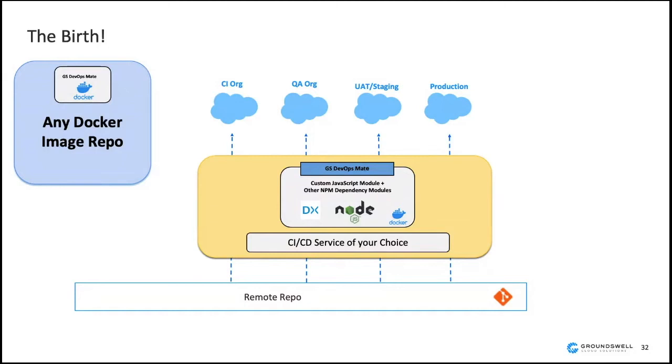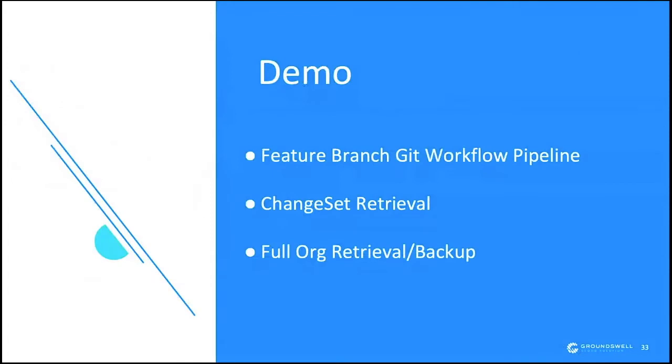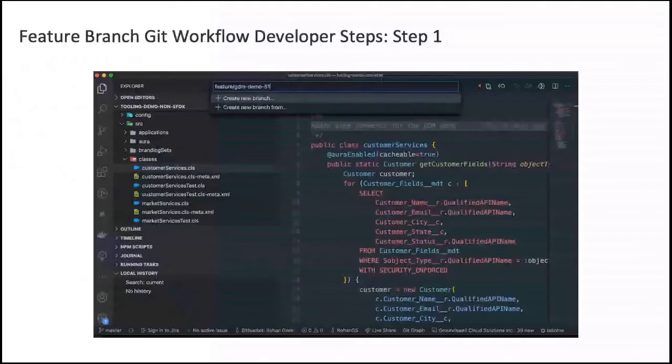With that, I really want to quickly move to the demo, and then probably we will talk more about a few of the things. In the demo, what I'm going to show you is a feature branch Git workflow pipeline. In that, I will also show a change set retrieval functionality, followed by a full log retrieval and backup. Some of you might be wondering what this feature branch Git workflow pipeline is. Actually, I'm not going to create a feature branch; I will rely on change set retrieval. But typically, what you do is you create a feature branch.